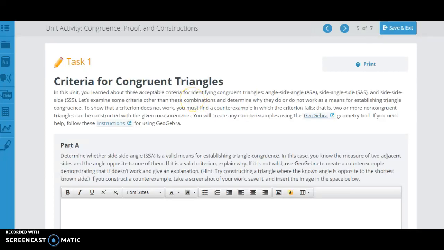All right, we're looking at Geometry A, Unit 2, the unit activity. In Task 1, what it wants us to do is to show if a few pieces of information are enough to prove that two triangles are congruent.